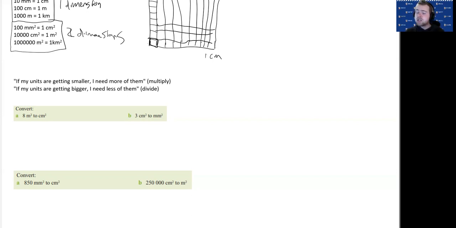If my units are getting bigger, so I'm going from small units to big units, let's say I ran 1,500 meters. If I was to say that in kilometers, it would only be 1.5 kilometers. I don't need as many kilometers to measure the same distance, so I'm going to need less of them. I'm going to divide that quantity by the conversion factor. So if my units are getting smaller, I need more, so I multiply the number of them. If my units are getting bigger, I need less of them, so I divide the number of them.